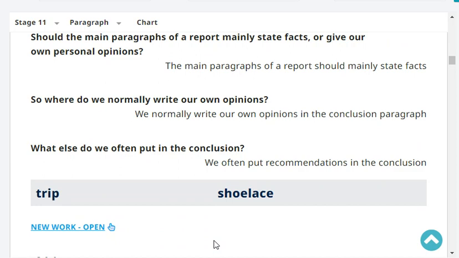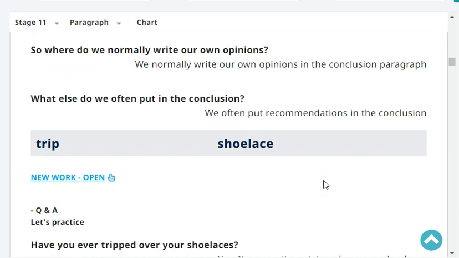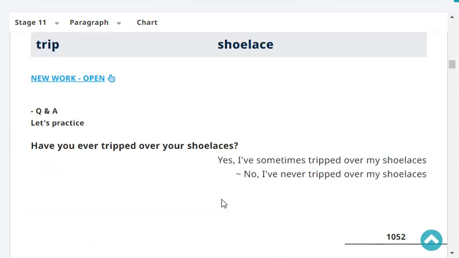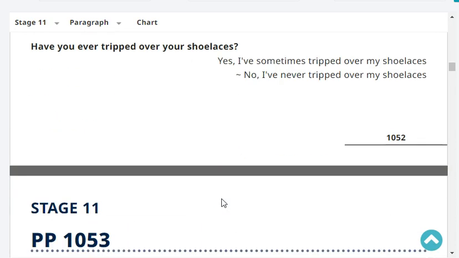So where do we normally write our own opinions? We normally write our own opinions in the conclusion paragraph. What else do we often put in the conclusion? We often put recommendations in the conclusion.